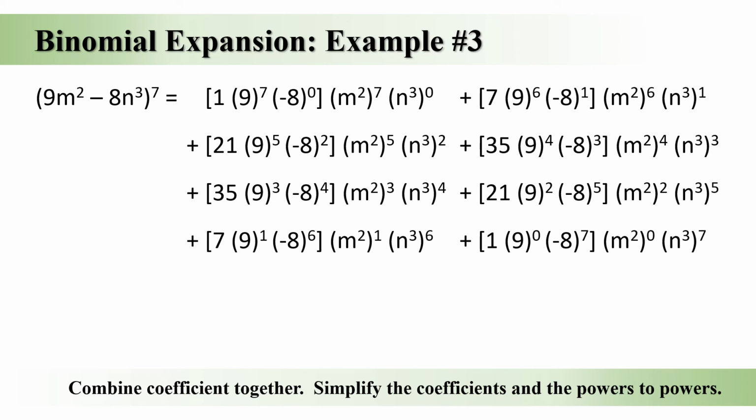Another thing you need to know is you've got to remember how to do powers to powers. M squared is going to be raised to the 7th. You multiply the powers together, that will become m to the 14th. N cubed will be raised to 0. That's going to be n to the 0. It's going to drop out. If I look at the third term, m squared will be raised to the 5th. That will be m to the 10th. If you have n cubed raised to the 2nd, that will be n to the 6th.